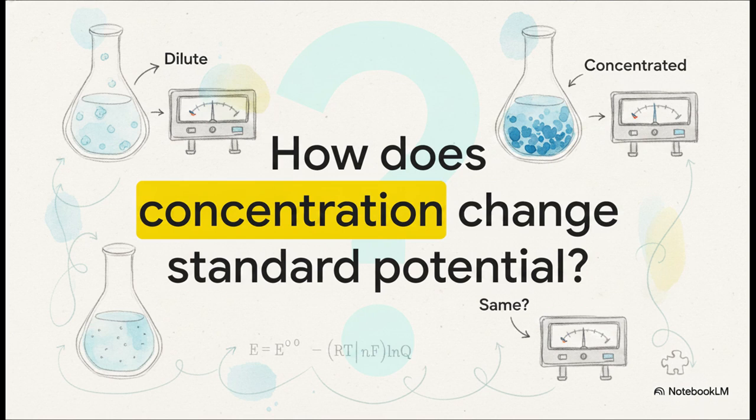Let's kick things off with a core question to serve as our compass. How does concentration actually change a standard electrode potential? Think about it. If you dilute a solution, does the voltage shoot up, does it drop, or does it just stay exactly the same? Keep this question in the back of your mind as we set up the mathematical puzzle we're about to solve together. And spoiler alert, the answer isn't just a random guess. It's grounded in some seriously beautiful math.